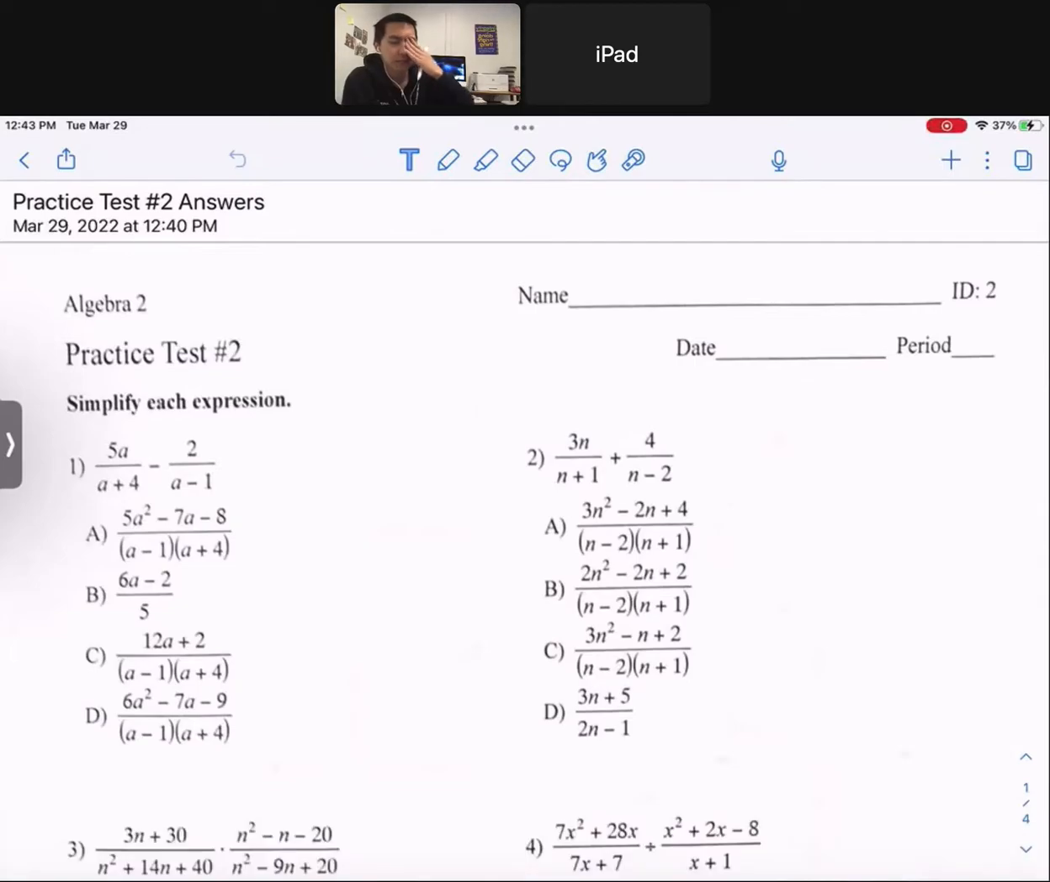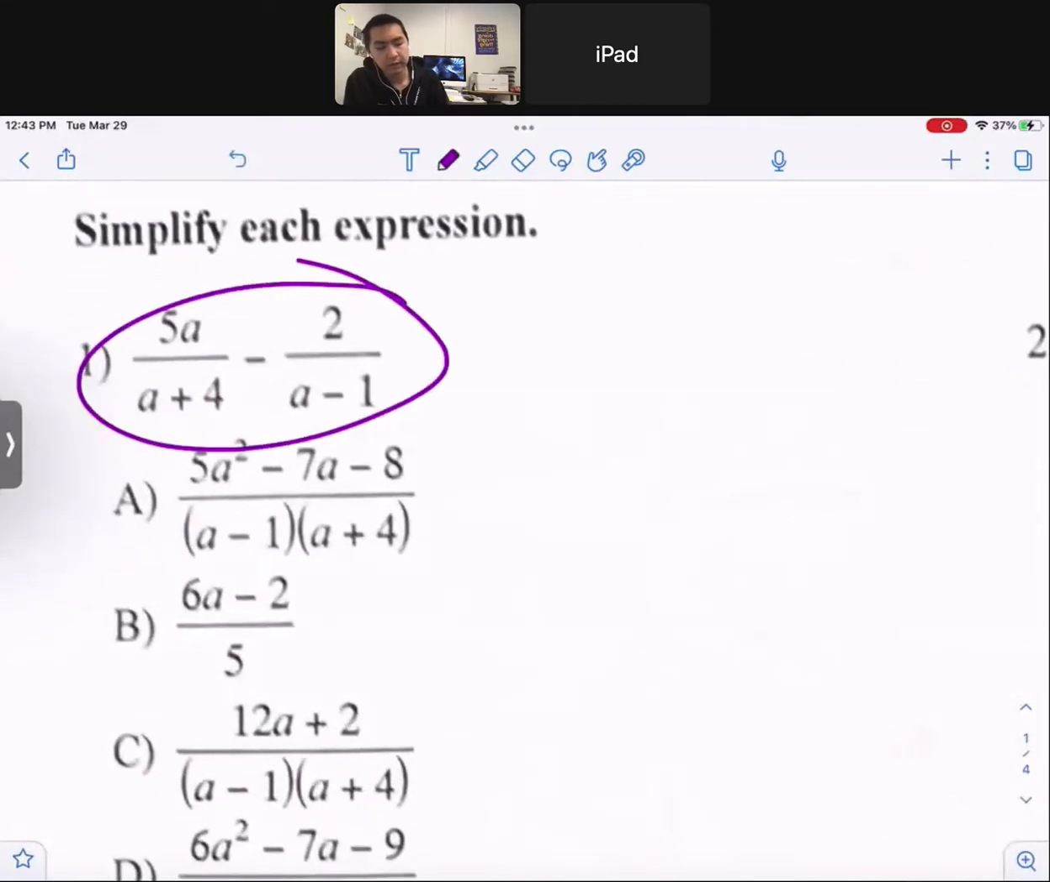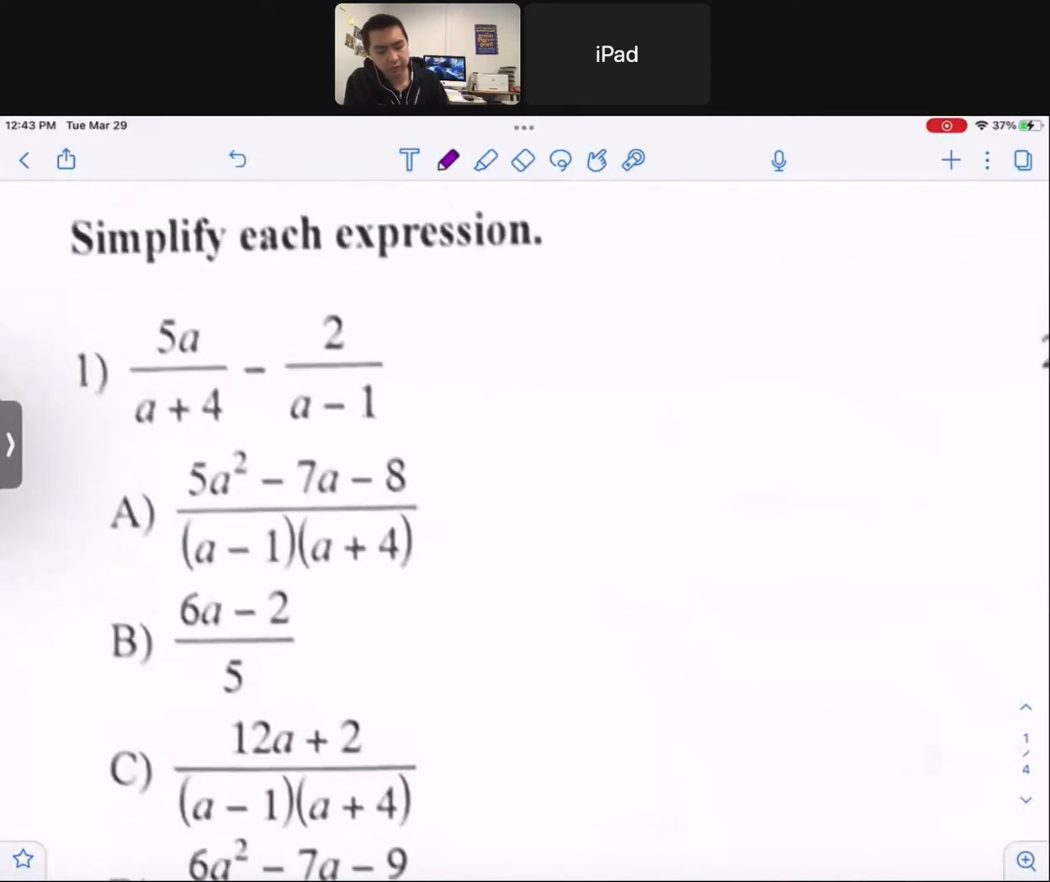Here's your guys' practice test number 2. Okay, practice test number 2. So here you guys gotta simplify the expression. Since there's a subtraction sign, probably get common denominators.